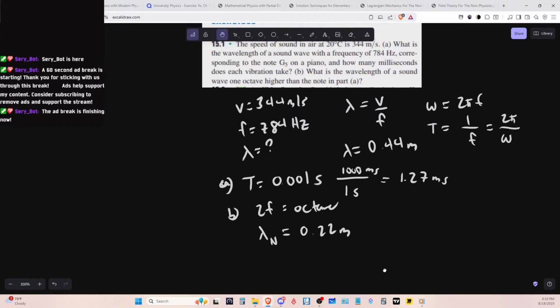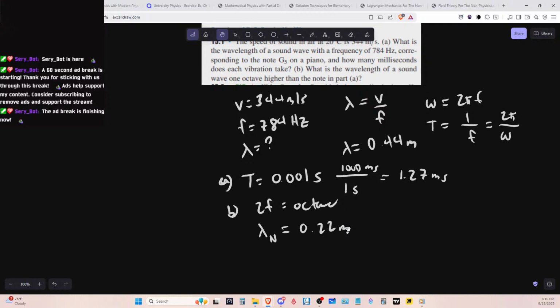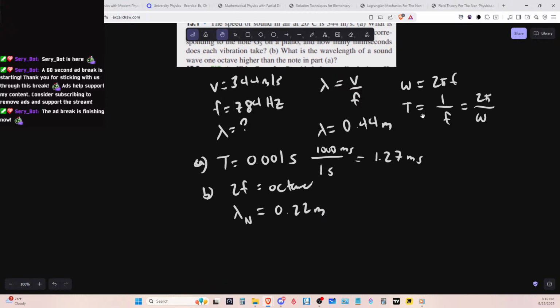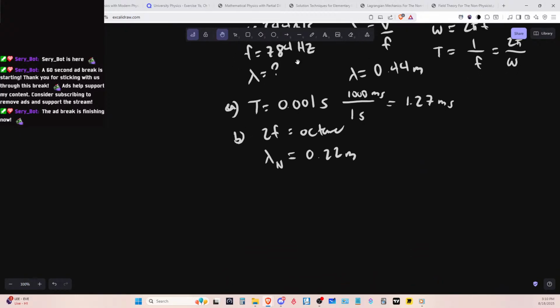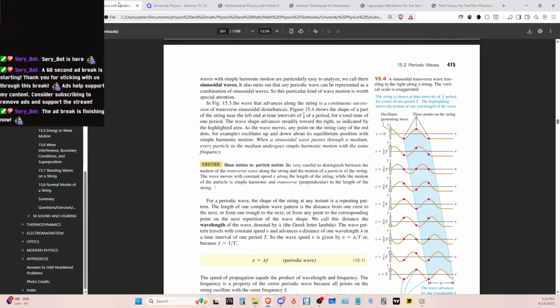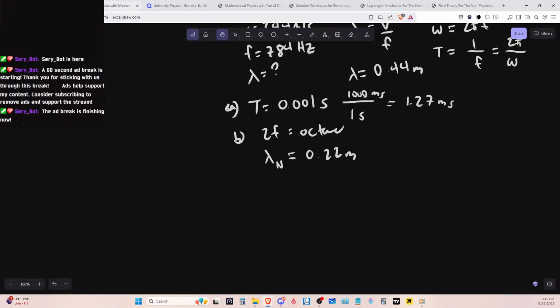Okay, so we learned a little bit more about that. We learned what an octave is, and we started to see the implementation of the period, which I think is really, really good. Okay, so let's try another one. Let's try another one, shall we?